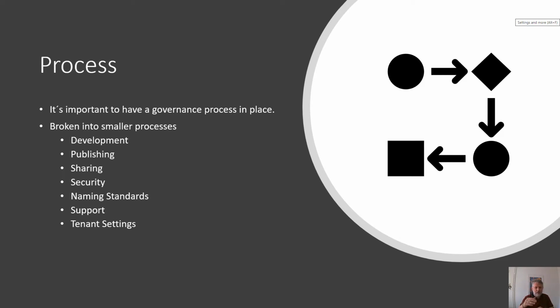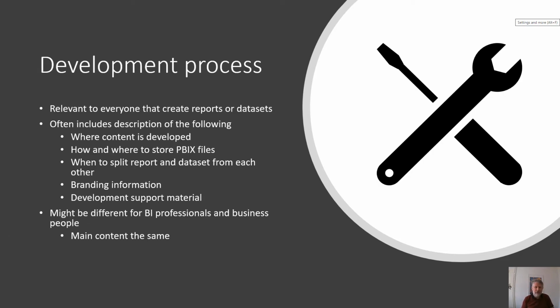So I'm going to talk about each one of these processes here and talk a little bit about what it could contain and why you would want to have that as a part of your governance processes. So first of all, it's the development process. The development process is relevant for anyone that creates reports or datasets. So these are the persons that are usually in Power BI Desktop, and they are going to be creating stuff. It would also often include the description of where you should develop content. Should you always do it in Power BI Desktop if you can, or is it okay to do it in the Power BI service? And we'll talk a little bit about why you should do things in one place over the other.